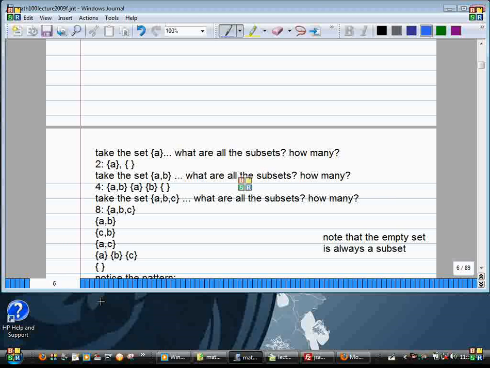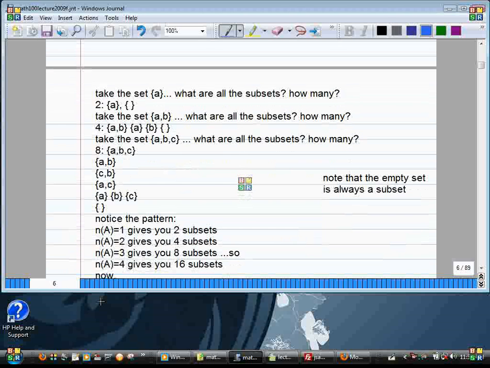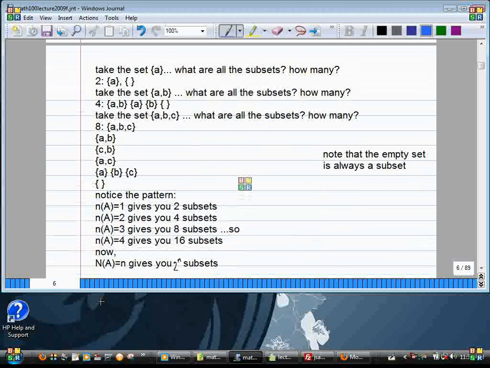Now, what if I said I'm going to give you a set with 10 elements? How many subsets are there? Well, you could either go 2, 4, 8, 16, or you could realize the shortcut. The number of subsets is 2 to the n. 10 elements gives you 1,024 subsets.